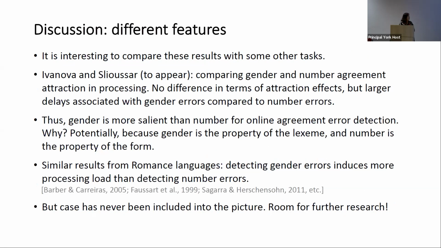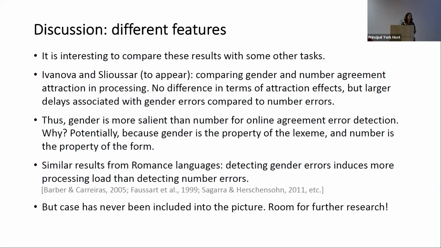So it's interesting to compare these results with some other tasks. We have a recent paper by myself and a student of mine, Anastasia Ivanova, comparing gender and number agreement attraction in processing. So it's a totally different type of task. You do not have to choose where, say, a participial modifier is attached, but you see sentences with and without agreement errors on the predicate. And there is this additional factor of attraction, but actually in this particular experiment, there was attraction, but number and gender errors were not different in this respect.